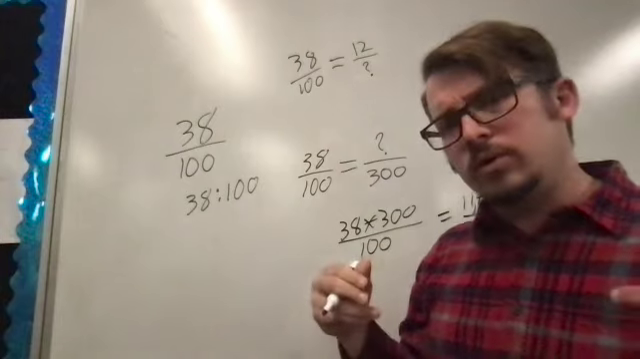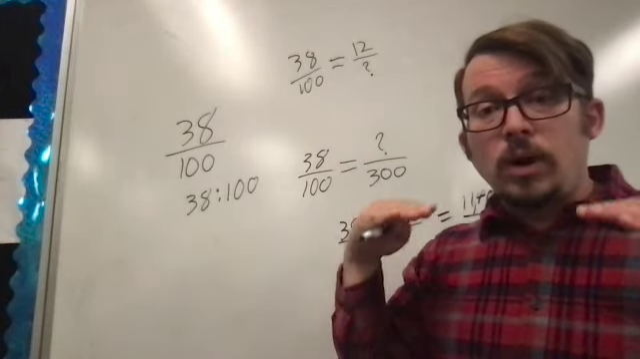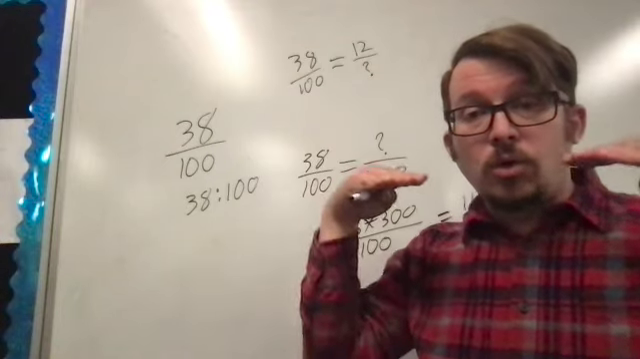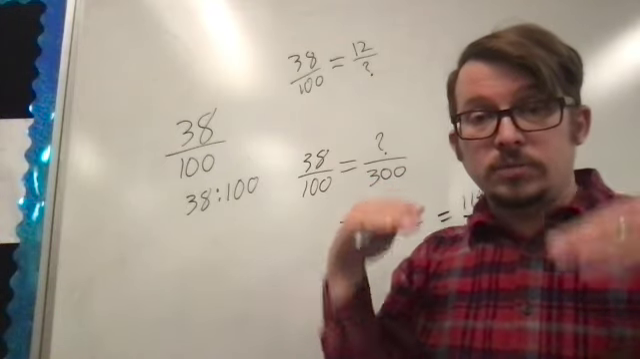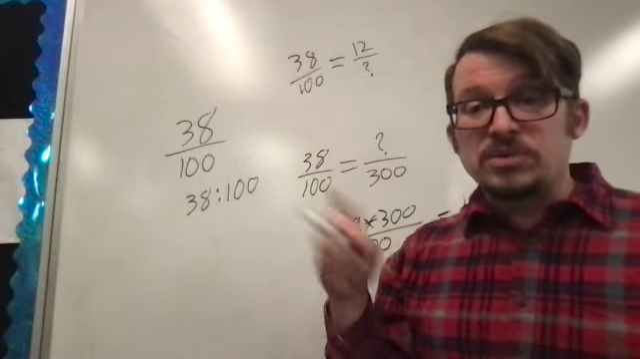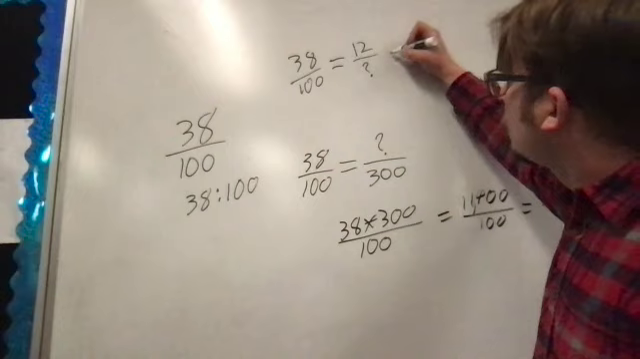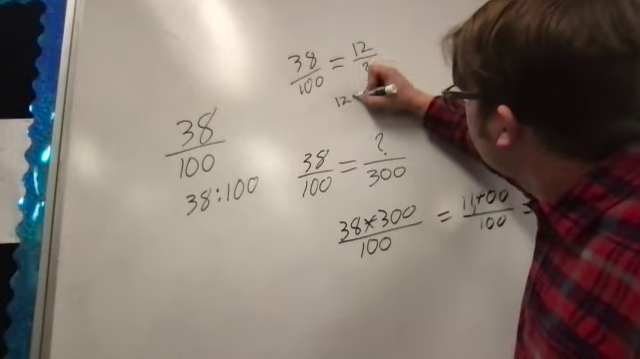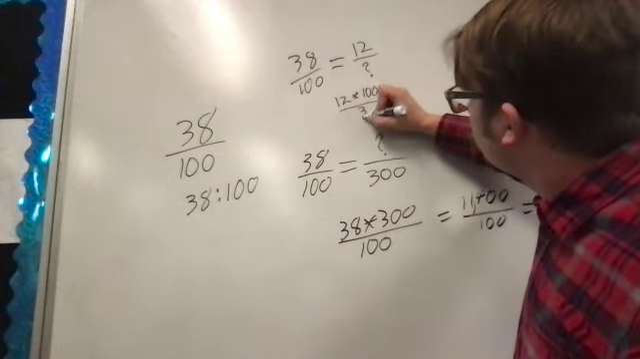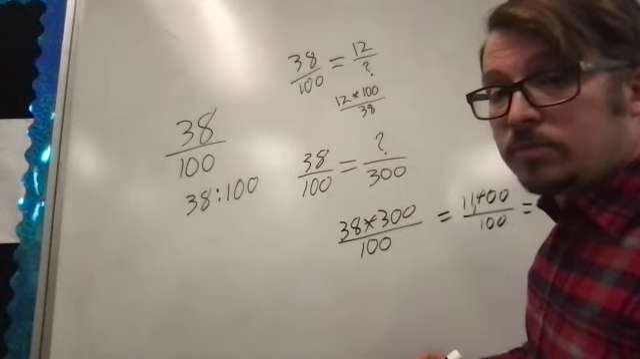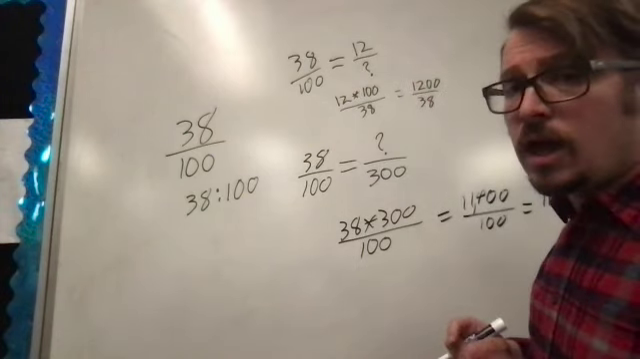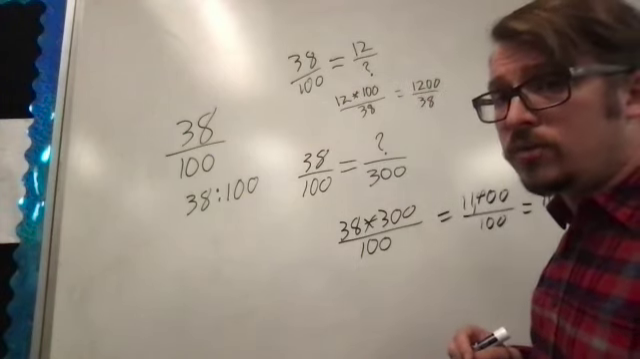Now, why do we need to be sure and do that? Well, we need the parts to compare across from each other and the whole thing across from each other. So you're going to need the big number on bottom and the little number on top on both sides. Cross multiply 12 times 100. Then divide by our remaining number. The question is, how many times does 38 go into 1200?